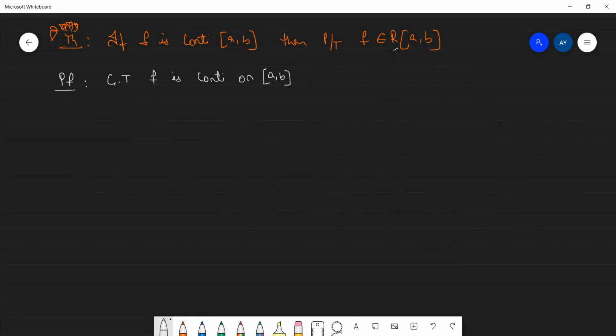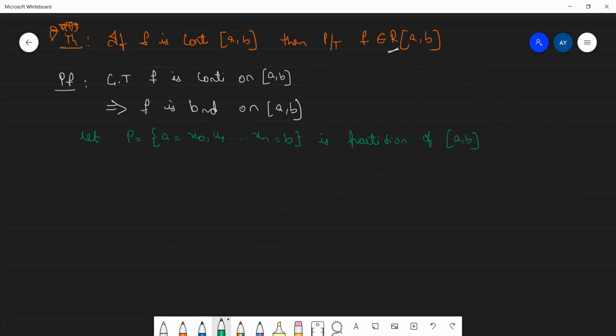If f is continuous on a closed interval, and we know that every continuous function is bounded, so we can write f is bounded on the closed interval [a, b]. Now, as we are talking about Riemann integration, we have to define a partition. So what is that? Let P = {a = x0, x1, and so on up to xn = b}. So this is a partition of the closed interval [a, b].